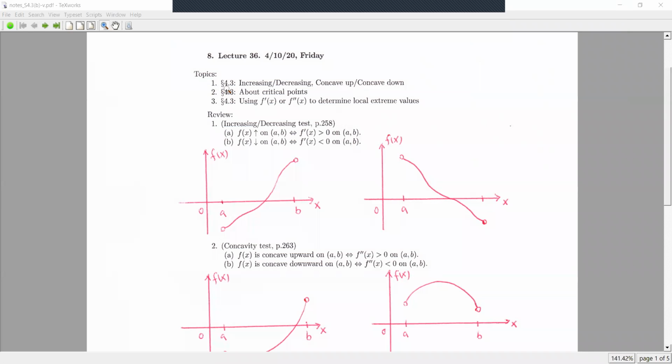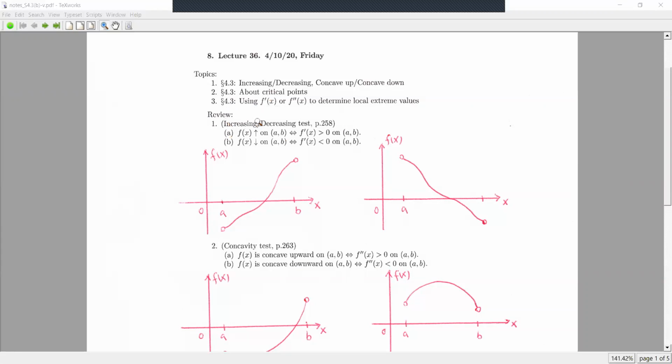Today, still session 4.3. We have 3 topics today. Topic 1, increasing, decreasing, concave up, concave down. We studied this topic in the last class, but today I want to show you one more example about this topic. Topic 2, more about critical points. Topic 3, using derivatives to determine local maximum values and local minimum values.